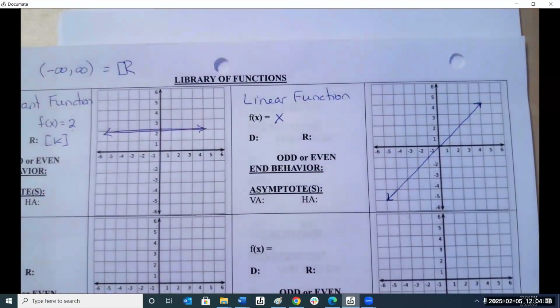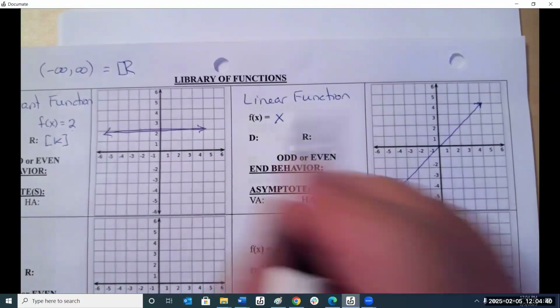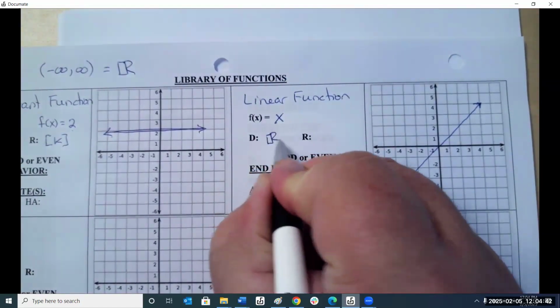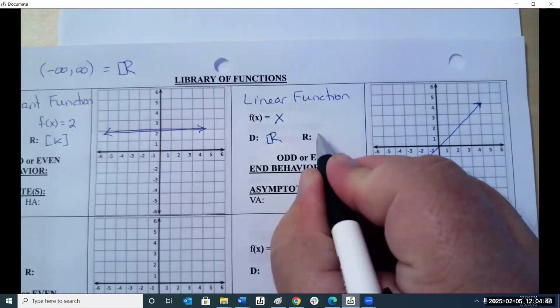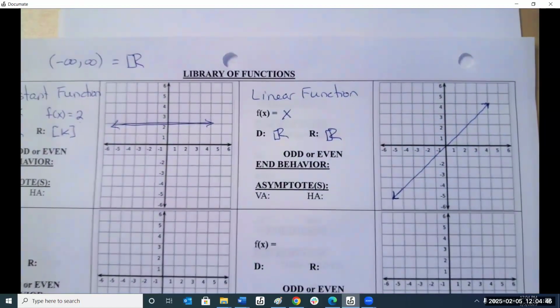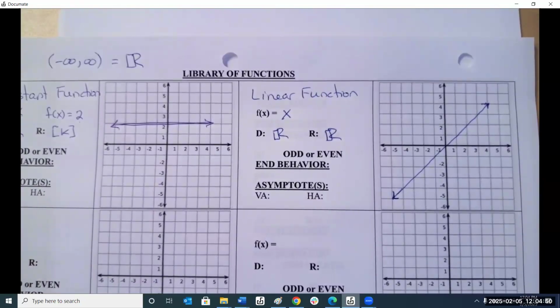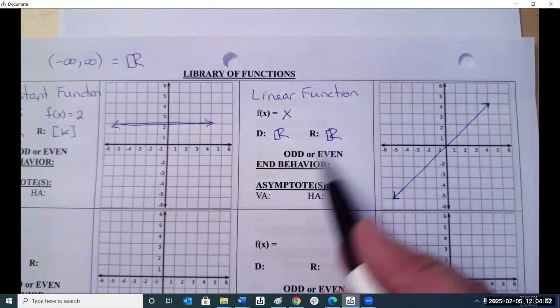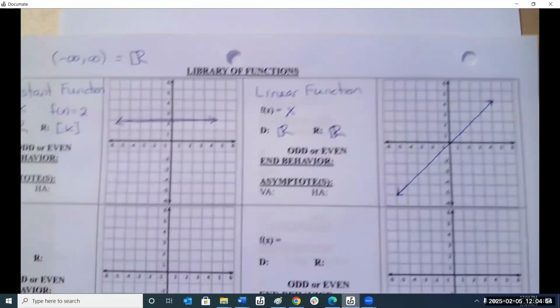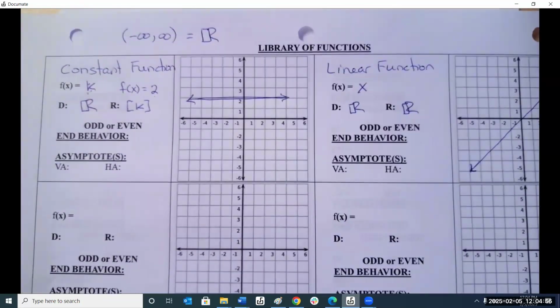So what's my domain here? All right, all real numbers. What's my range? Right, very good. And look at all the other stuff we're going to talk about later on too. A lot of this stuff you don't need to do any work. Just look at the function.